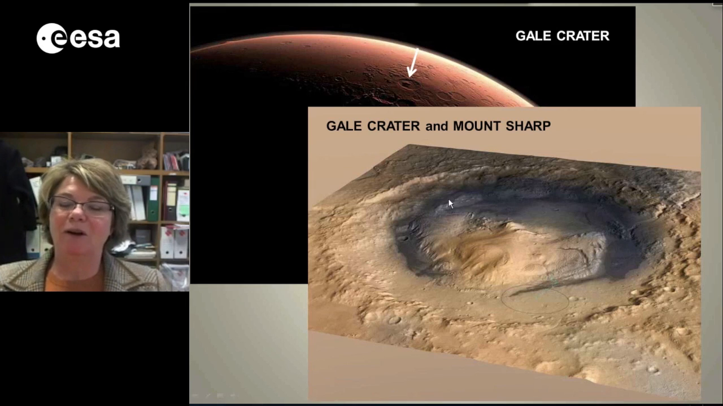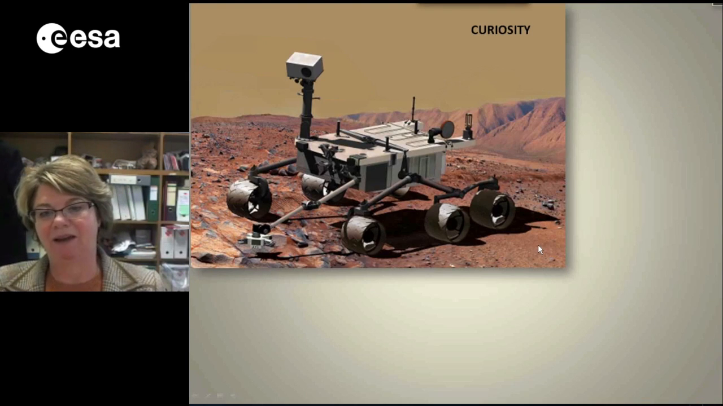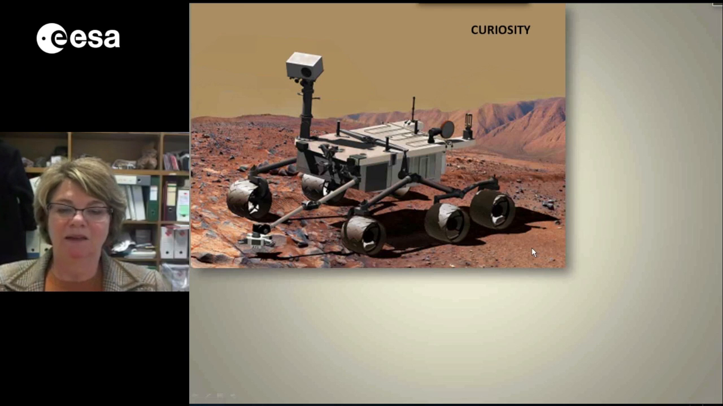Yes, the context is Curiosity, which has landed on a delta plane in Gale Crater and is about to head off towards Mount Sharp to analyze rocks and minerals, especially at the base of the mountain, that are supposed to have been altered, volcanic rocks and minerals that are supposed to have been altered by water. So here's an artistic view of Curiosity on the surface of Mars.